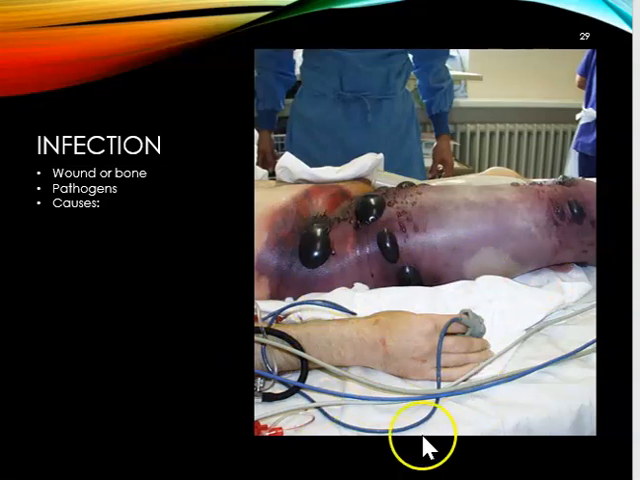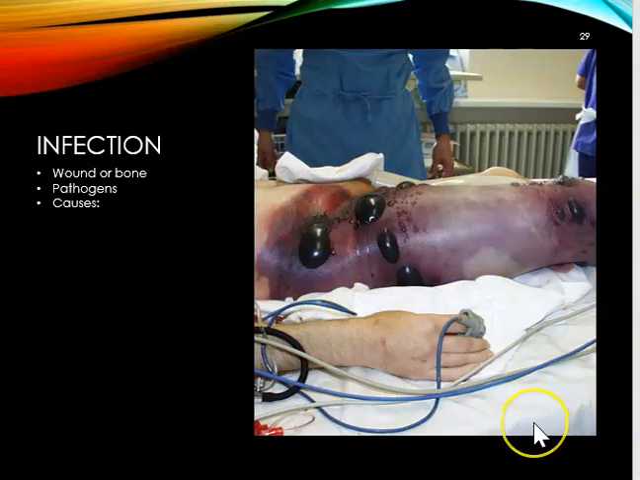So this is why we want to prevent infection with our patients. So infection that can affect the wound or the bone. Pathogens can be Pseudomonas, Staphylococcus, Clostridium, and the Clostridium is the one that's going to lead to the gas gangrene like what we see here.